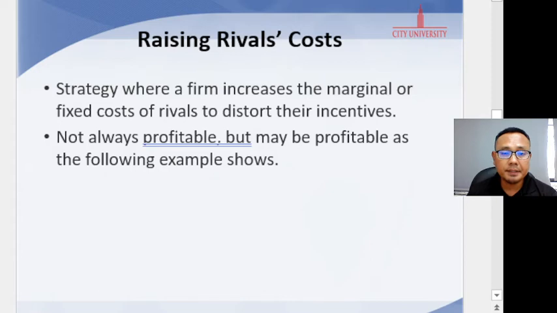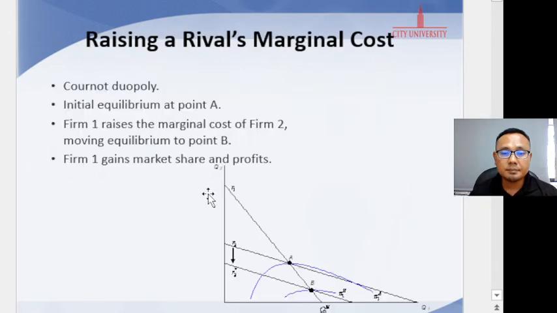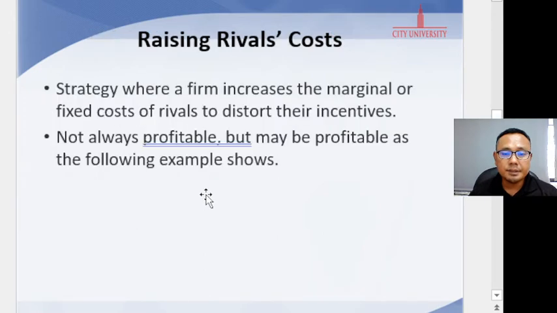So this is another way a manager may be able to profitably change the business environment. When you see that you don't like this kind of game, you want to create a new game, or you want to create another game. This is another way where a manager may be able to profitably change the business environment, what we call raising rivals' costs. This is a strategy where a firm can increase marginal cost or fixed cost for a rival to distort their incentive. Okay, and so you must take note that this is not always profitable, but may be profitable, as the following example shows.